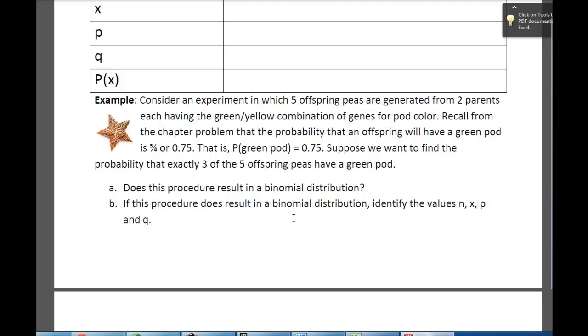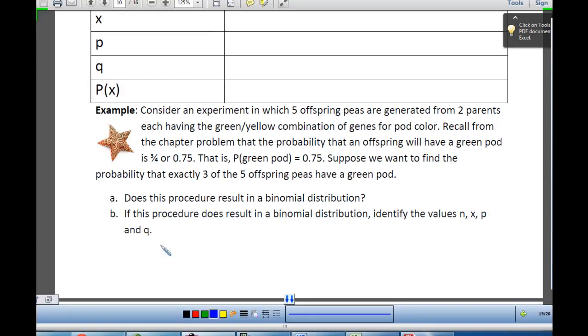Okay, the second part is if this procedure does result in a binomial distribution, we want to identify the values n, x, p, and q. Okay, so n for us is what? 5. We got 5 trials. X is 3. We're interested right now in 3 successes. Okay, P is the probability of success, so that's 0.75. Okay, and then Q would be what? 0.25. Very good. Okay, Q is 0.25.